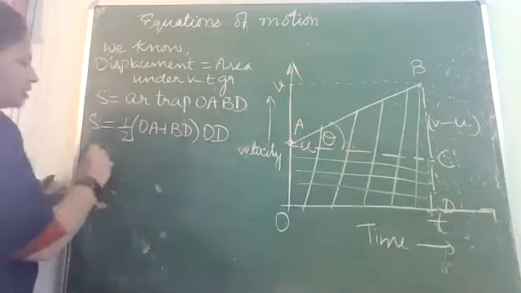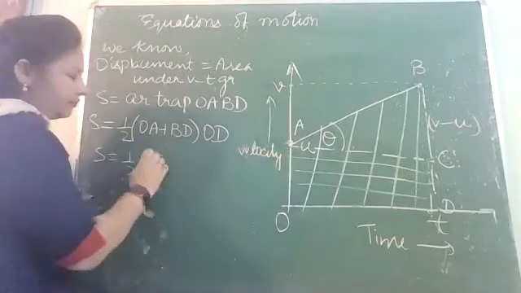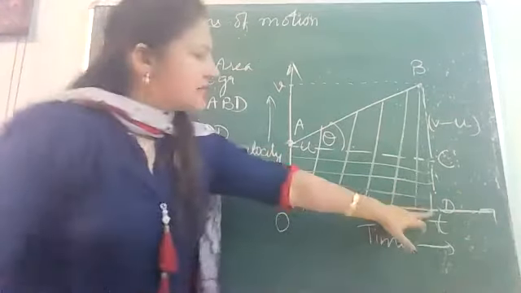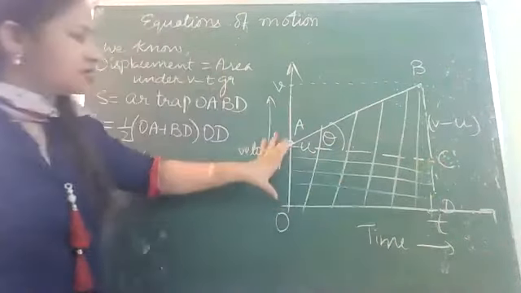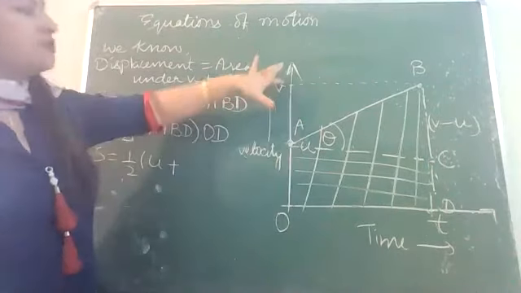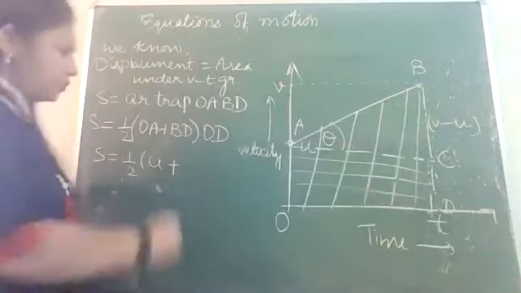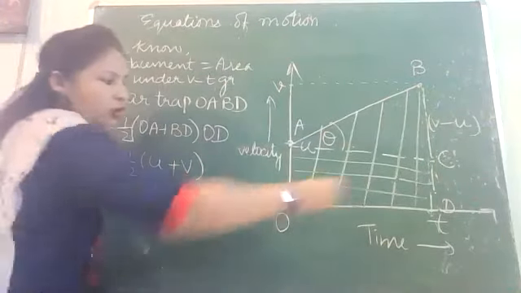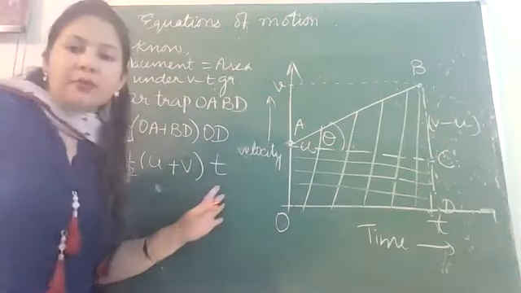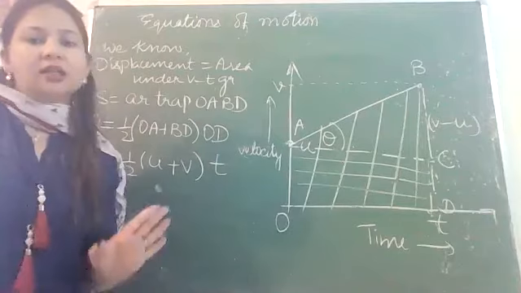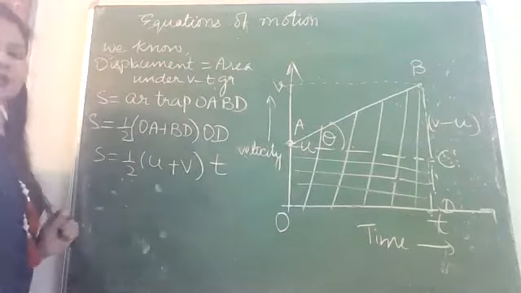Now let us put the values. Half. What is OA? U. What is BD? From here to here, what was BD? V. I told you that this velocity is U and this much velocity is V. This much velocity is equal to BD. So we put V here, and what is OD? That is T. So now you see we have reached the same equation from where we started in the simple method. So the rest of the procedure is the same. Okay? So I repeat it for 9th C class.